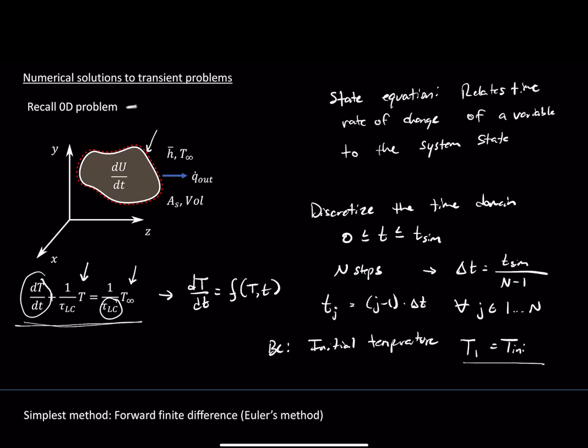So let's go through and figure out how we move from T1 to T2, assuming we've already specified T1 as T initial. And this is the entire basis of the numerical method.